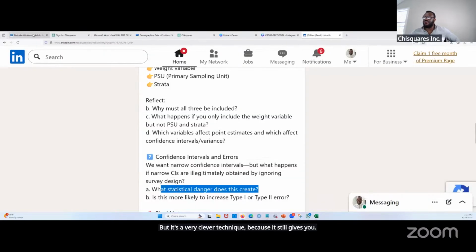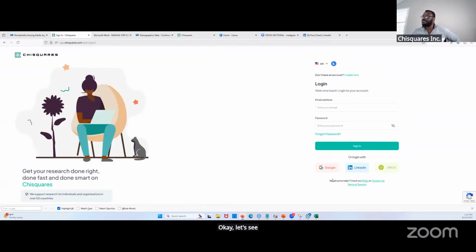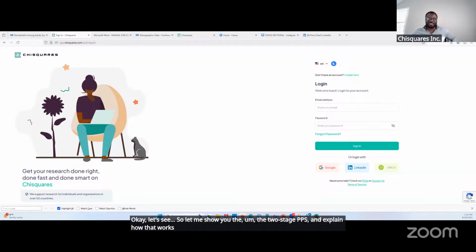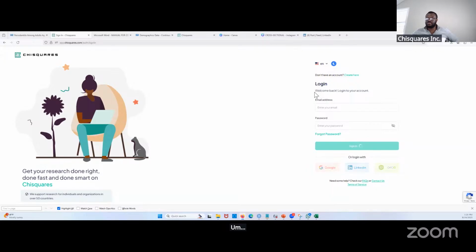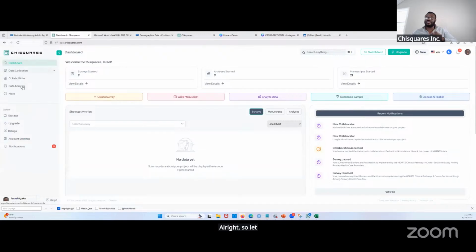an equal probability sample. Let me see if I can log in. Okay, let's see. So let me show you the two-stage PPS and explain how that works. All right, so let me go to sampling here.